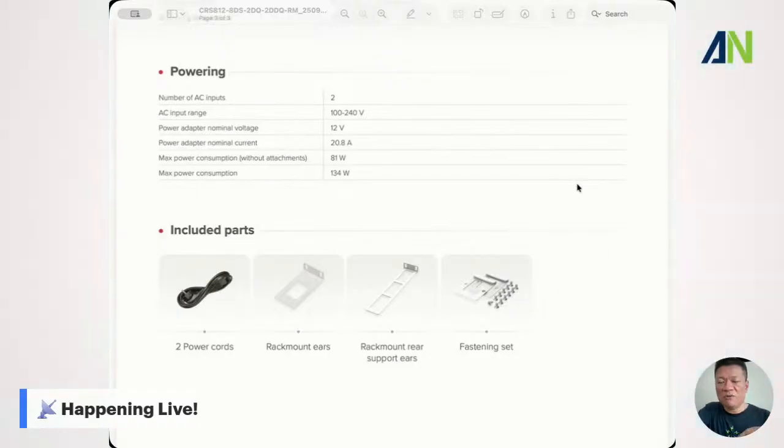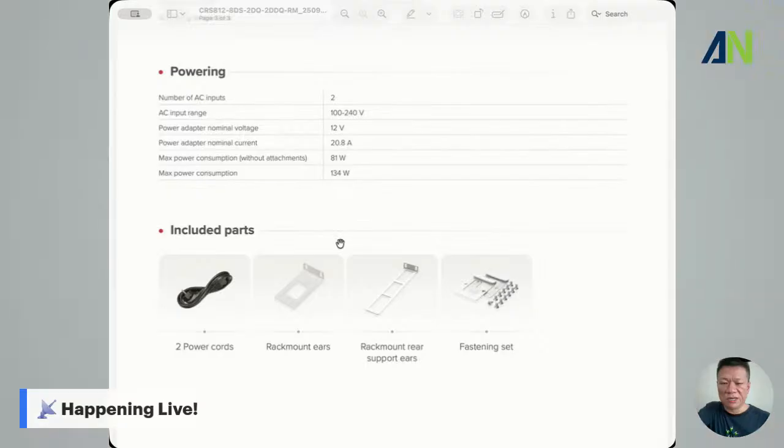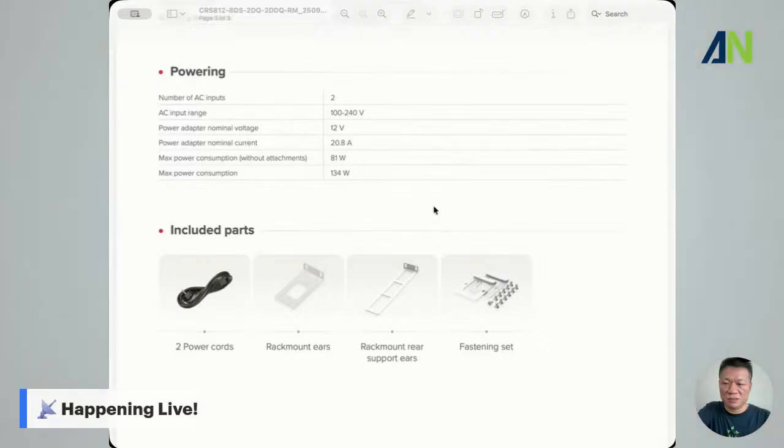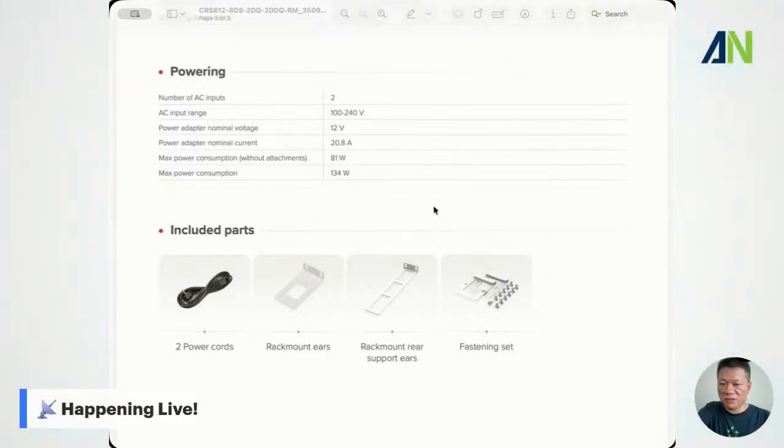Okay, so I'll be here for some time. So that's all for our unboxing of the CRS812-8DS-2DQ. Sorry, I think earlier that I accidentally removed the audio for this streaming.